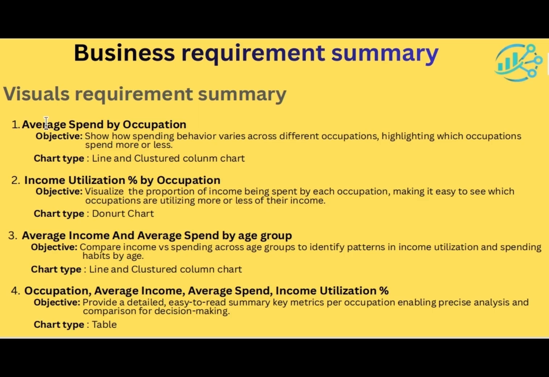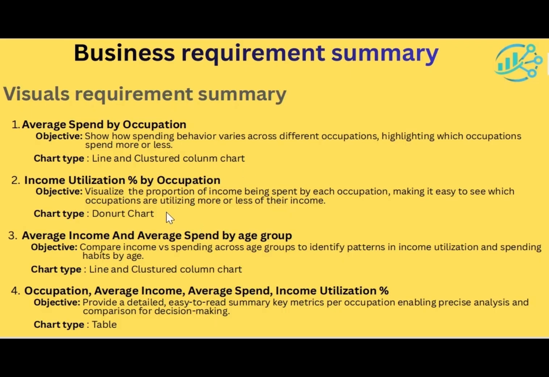different visuals. For example, the first one we have is average spend by occupation. This will help us to show the spending behavior across various occupations. We are going to use a line clustered column chart for this particular visual. And then you have income utilization percentage by occupation. We are trying to understand the proportion of income being spent by each occupation, making it easy to see which occupations are utilizing more or less of their income.